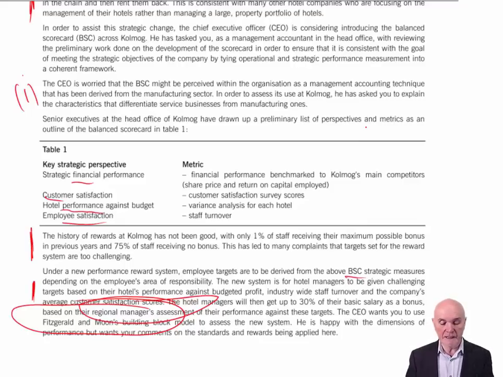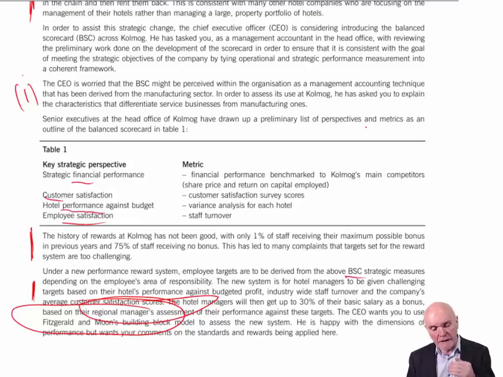Hotel performance against budget. This is the internal business perspective that we're looking at. That's okay, not too bad. Variance analysis for each hotel. So we could be looking there at how costs are exceeding and so on. But it's only good so far as it goes.